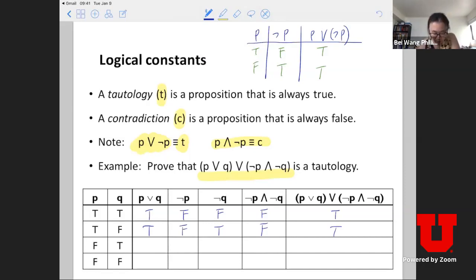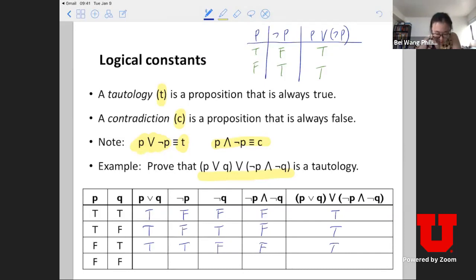Now, the third row, which is very similar to the second row, P or Q is true. Negation of P is true. Negation of Q is false. Negation of P and negation of Q is false. But because P or Q is true in here, the last one is always true.